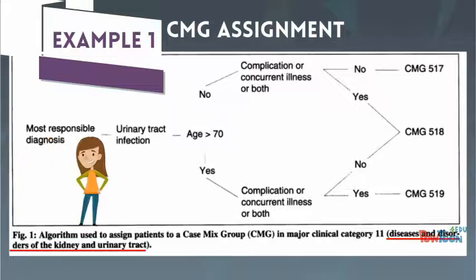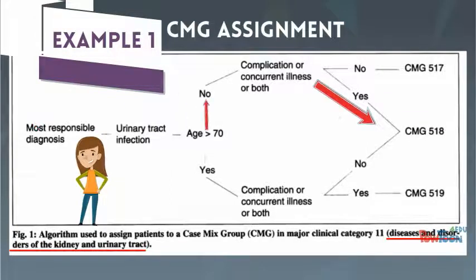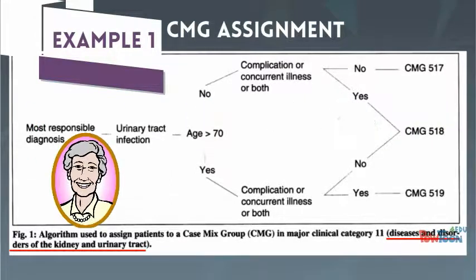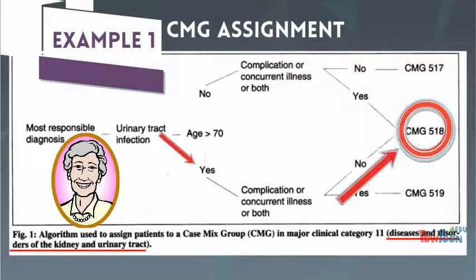Consider Jessica, a 34-year-old patient who has a urinary infection and other complications. Using this information, she's categorized into the group 518. Consider Elizabeth, another patient. She is 75 years old, but she only has the urinary tract infection. However, she would still fall under group 518. These two patients therefore have similar length of stay as well as number of services utilized in the hospital.